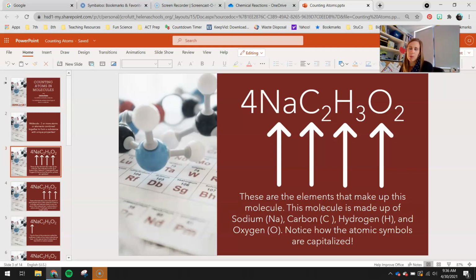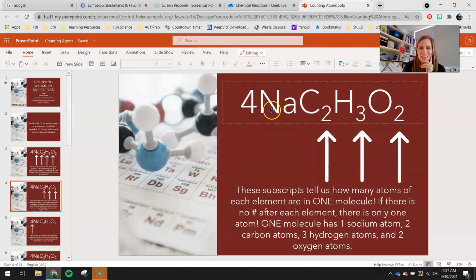Notice how the atomic symbols are capitalized. So again, we've got a capital N and a lowercase a. That means it's just one element. But if you guys see maybe 2 elements that are together that are both uppercase letters, that means they're 2 different elements and not something like sodium with 2 letters. Okay. All right, moving on to the next slide.